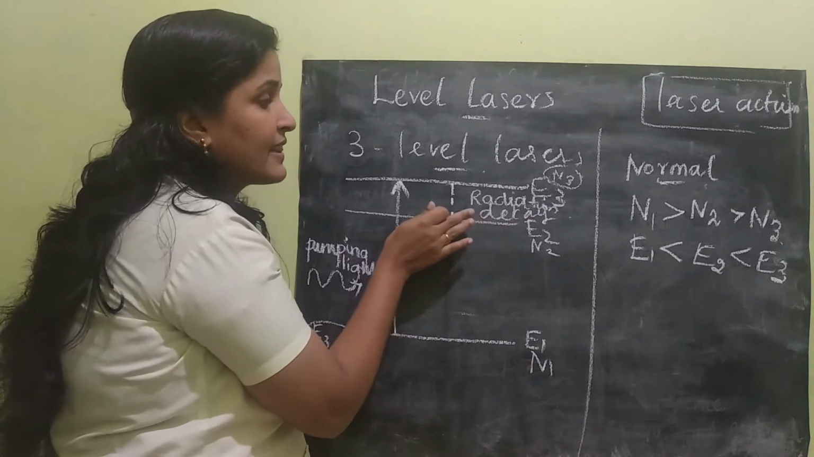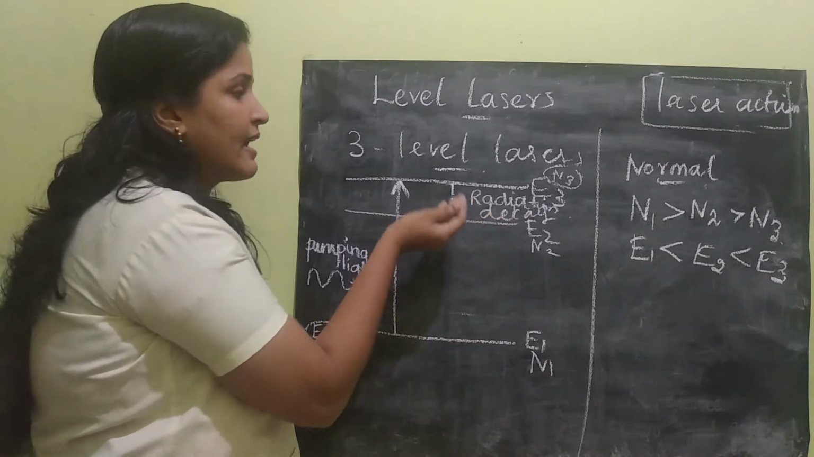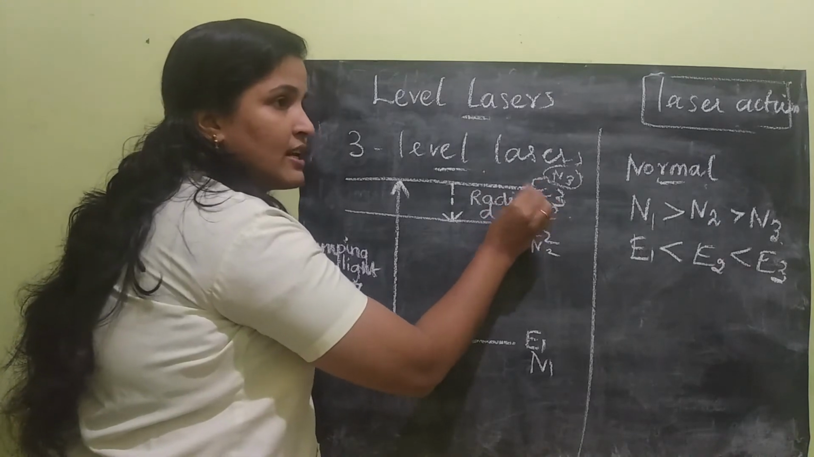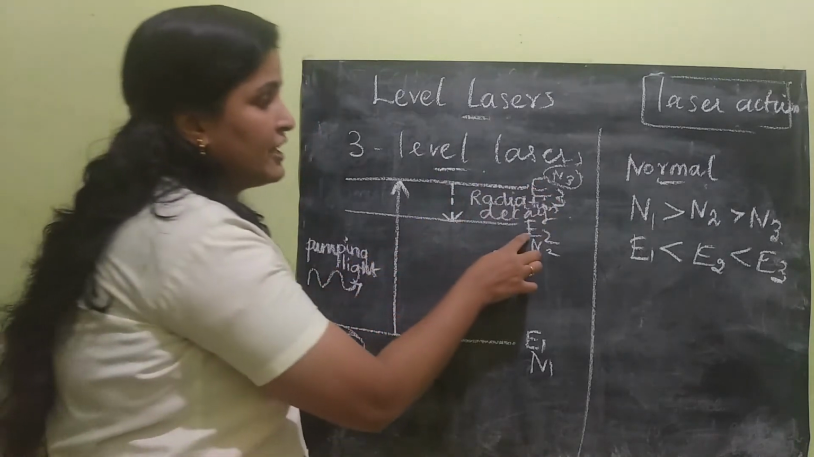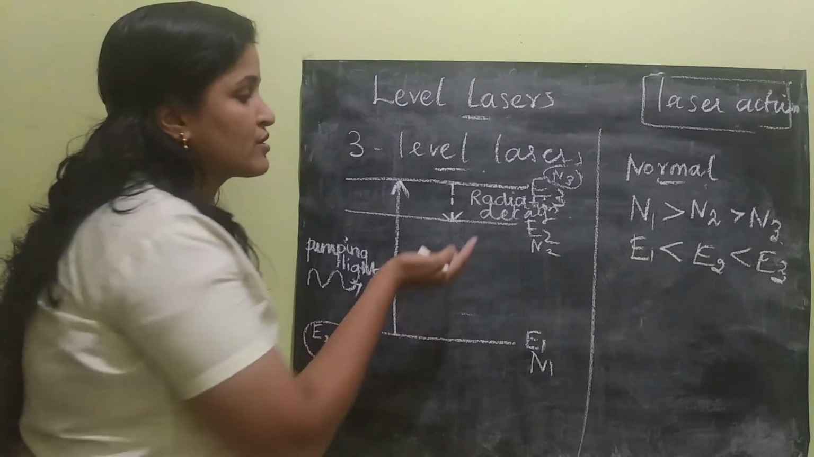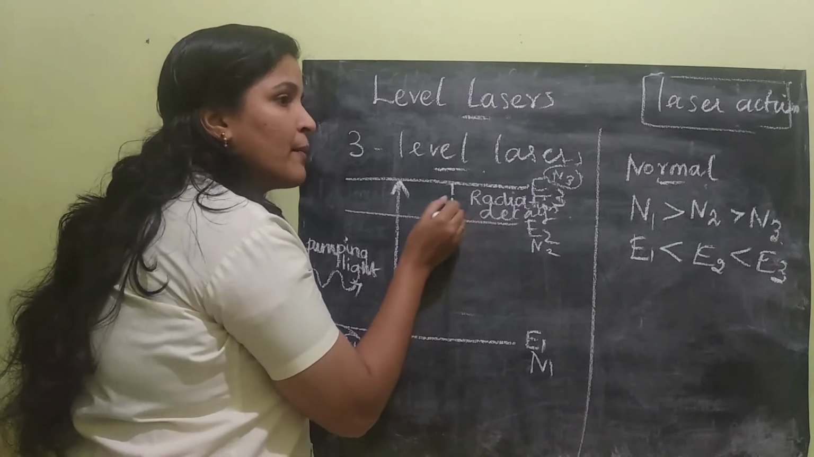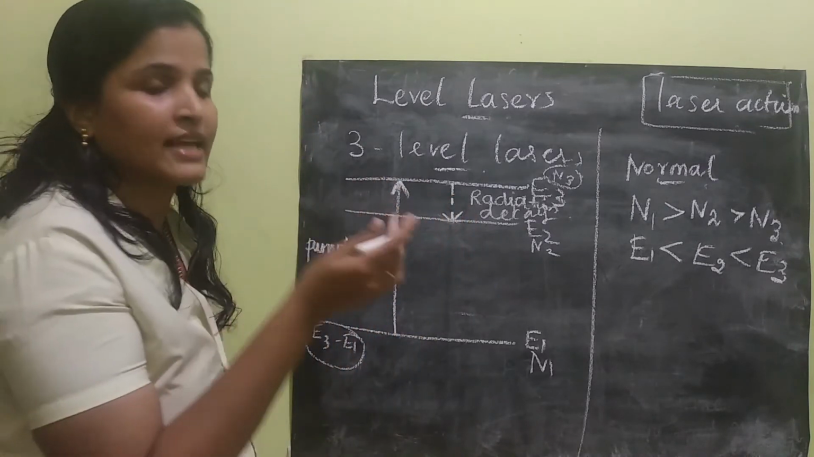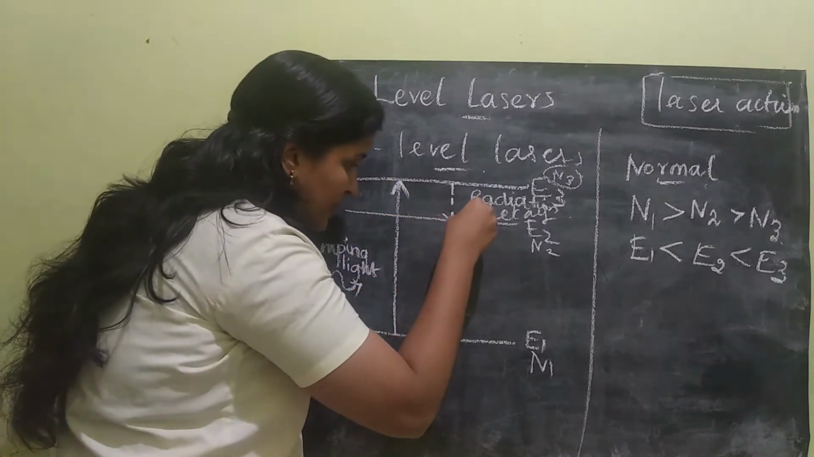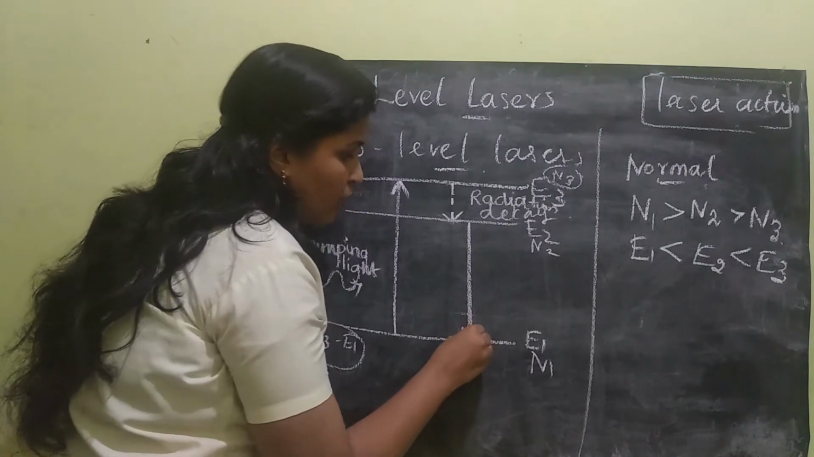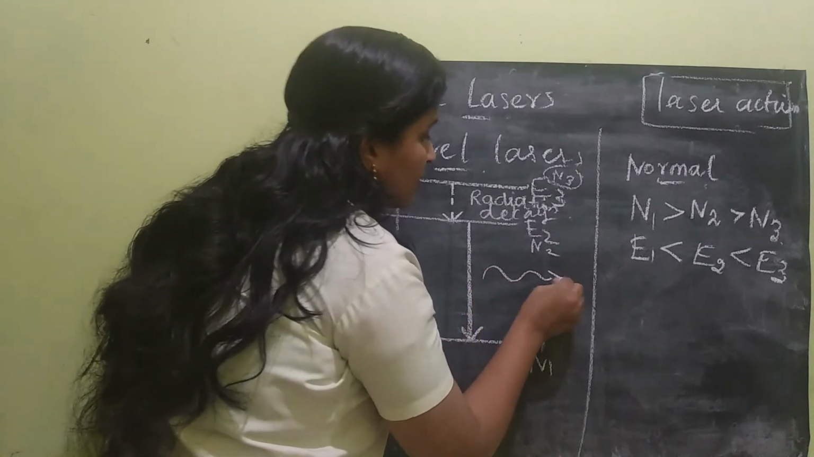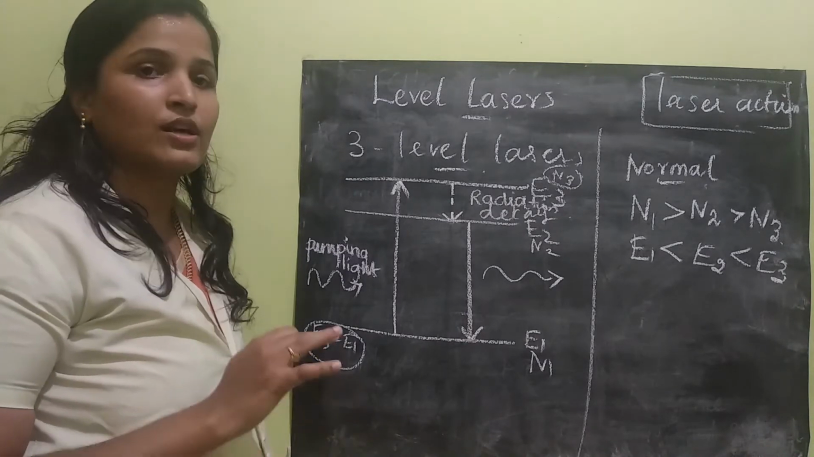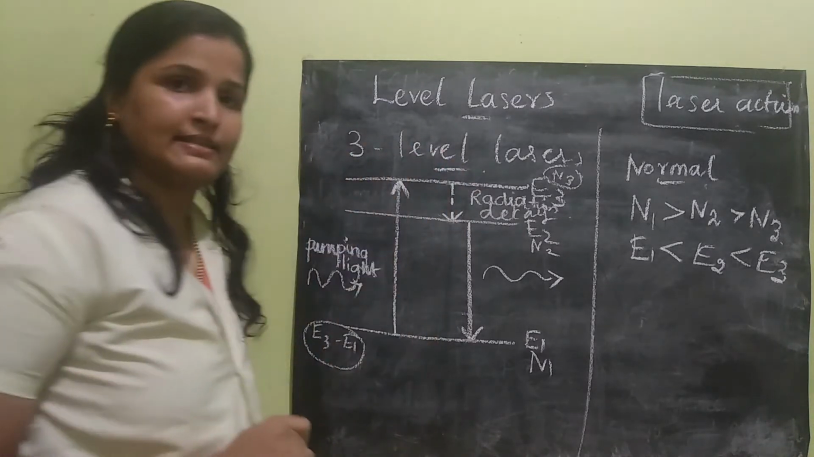Since the lifetime of E2 is higher compared to energy level E3, more electrons stay in E2, and after a long time they start coming to the ground level, emitting laser radiation. So that is the concept of 3-level lasers.